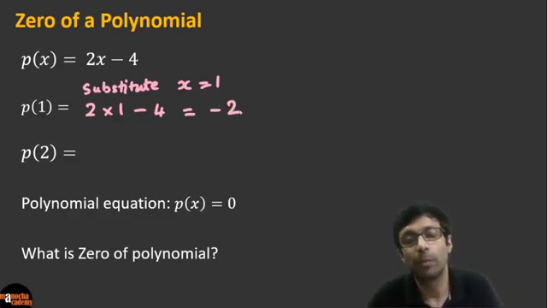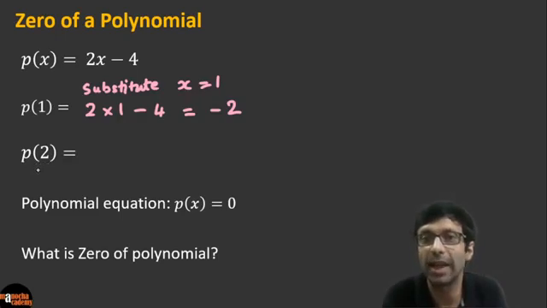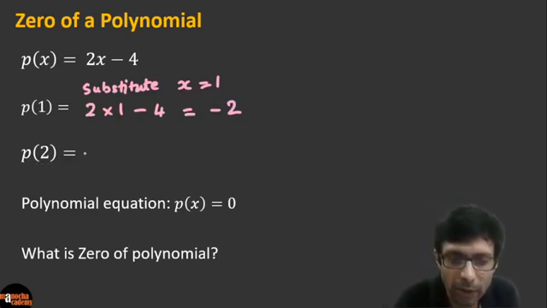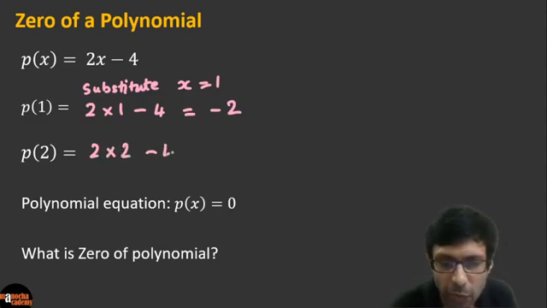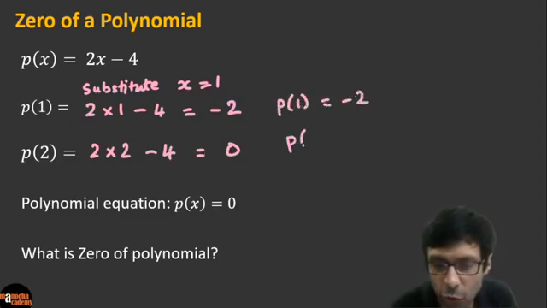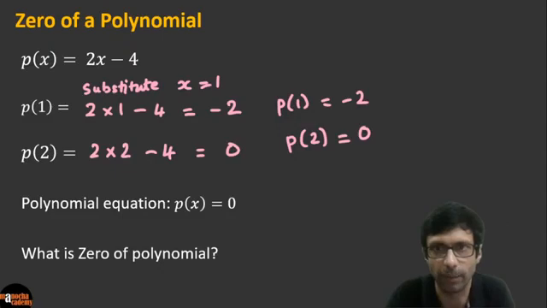Simple. Now what is going to be p of 2? If you look at the notation, the number that's given in the brackets, we are just substituting for the variable x. So again, we just have to substitute. 2 times 2 minus 4. And what do we get? 0. So we've got here that p of 1 is minus 2, p of 2 is 0. And similarly, we can find p of 3, p of minus 1, minus 2. So what is the basic trick? You just substitute it into the polynomial, okay?